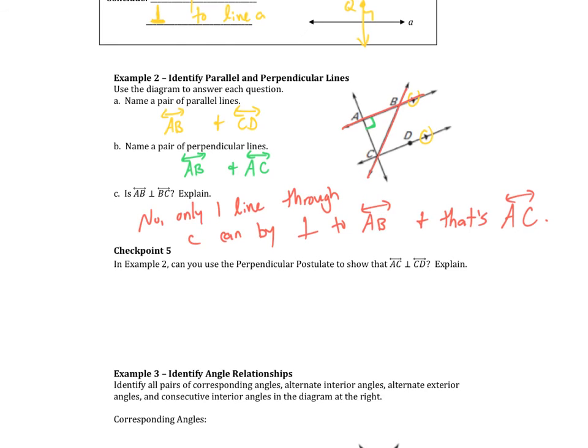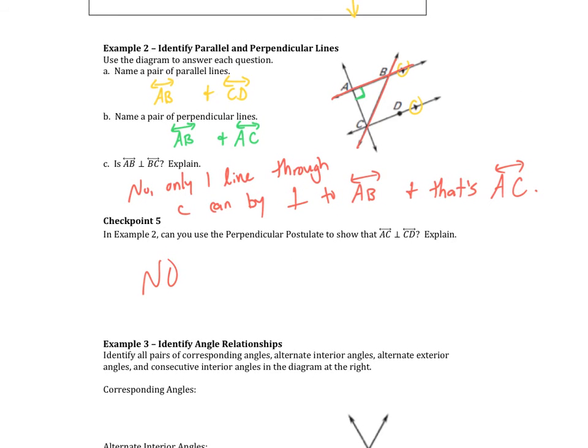So checkpoint 5. In example 2, can you use the perpendicular postulate to show that line AC is perpendicular to line CD? Explain. The answer is no, and I'm not going to worry about the explanation too much because I don't want to get too much into the details of these postulates. Just know that only one line can be perpendicular through a given point.